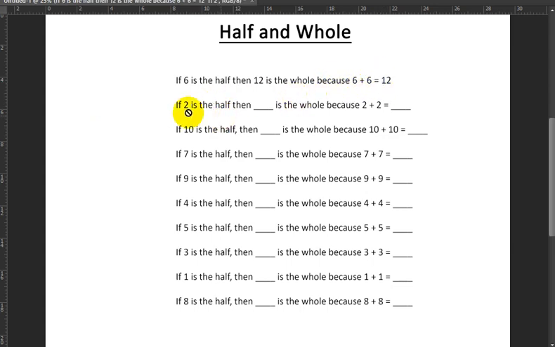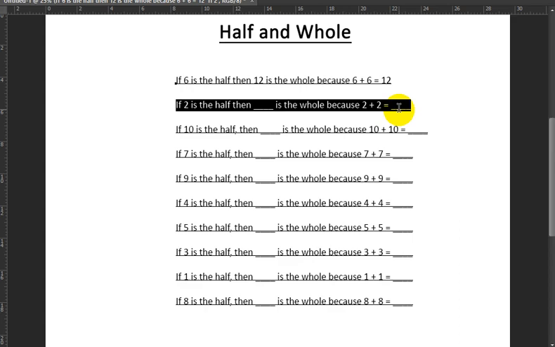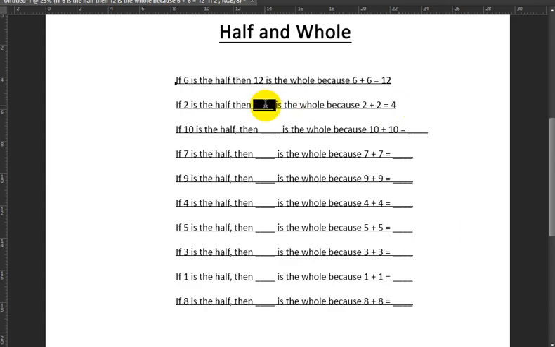So basically, if I know the half, like here, I know the half is 2. All I have to do to find the whole is just add 2 to itself. So 2 and 2. Well, 2 and 2 gives me 4. So if 2 is the half, then 4 is the whole. Next, if 10 is the half, then what is the whole? Well, to find that, I need to do 10 plus 10, and 10 plus 10 gives me 20. So the whole will be 20.